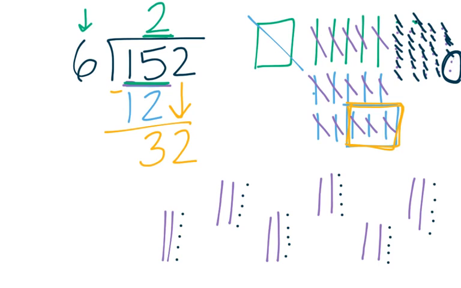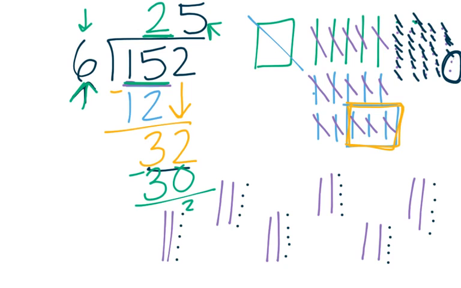So when I divide 32 by my divisor of 6, how many times does 6 go into 32? It goes in 5 times. Now I need to figure out how many I just separated. So I'm going to multiply my divisor of 6 times what I just put up in my quotient of 5. 6 times 5 is 30. I subtract, and I'm left with 2. So that is my remainder.